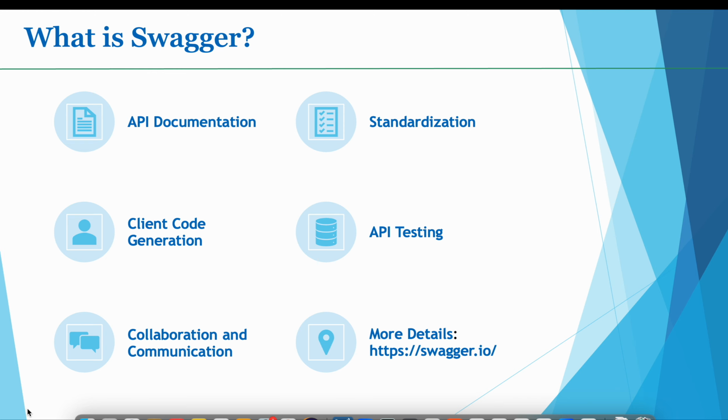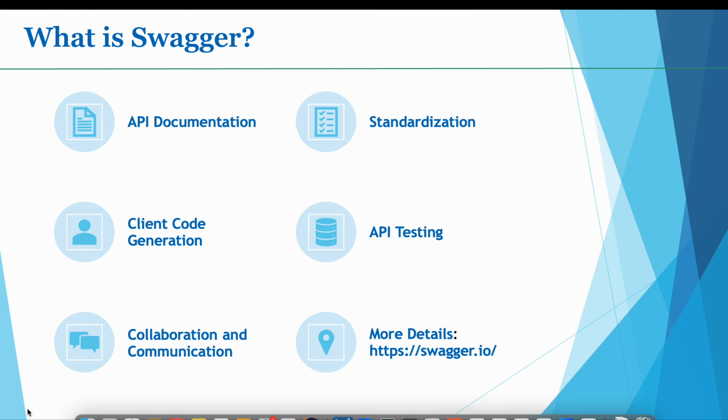Swagger also facilitates API testing by offering tools like Swagger UI, which allows developers to interact with APIs directly from the documentation. Additionally, Swagger supports automated testing through integration with testing frameworks, improving the quality and reliability of the APIs.